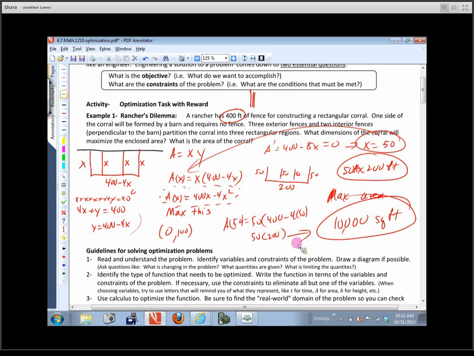So I found the x coordinate of the maximum. I plug it in to find the y coordinate of the maximum, or in this case, what the actual maximum area is. Okay, any questions?